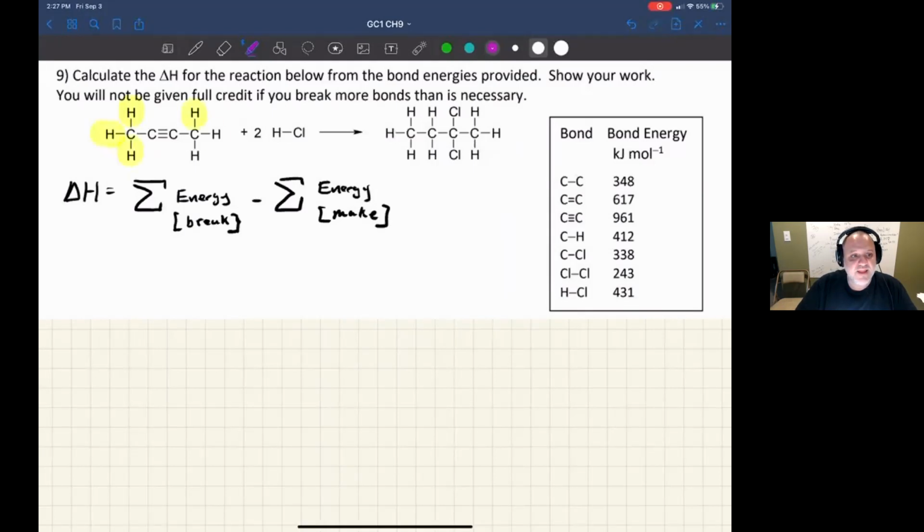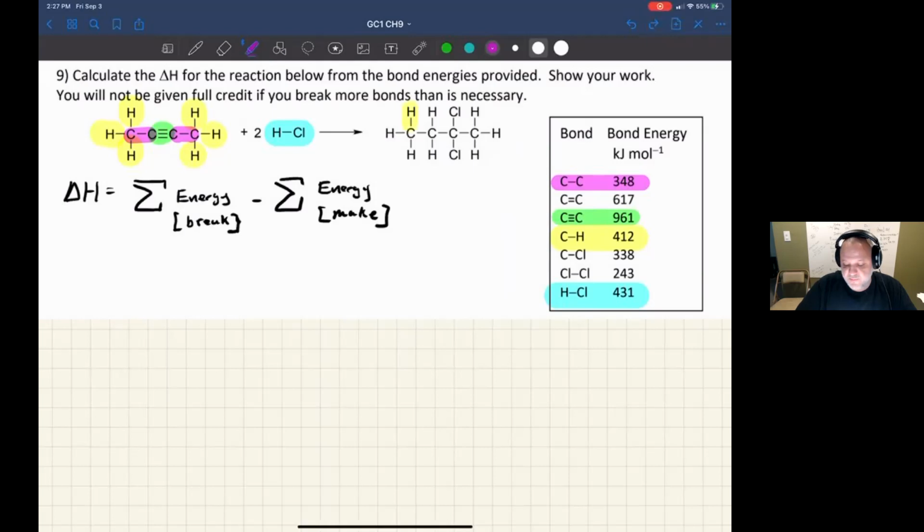We've got some CH bonds. We've got 6 there. And that's in the chart there, 412 kilojoules per mole. We've got some HCl bonds. They're there, 431. We've got some carbon-carbon single bonds at 348 and one carbon-carbon triple bond at 961 kilojoules per mole. So let's add them all up.